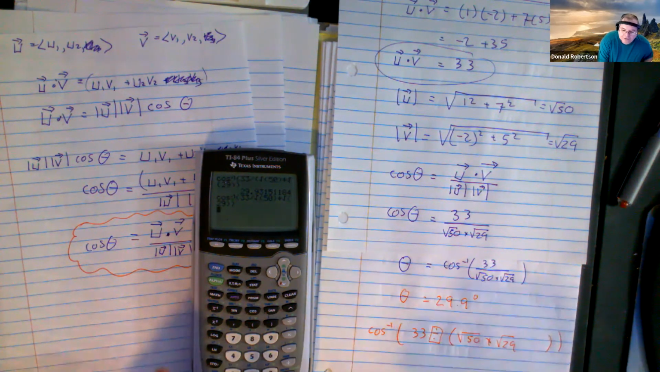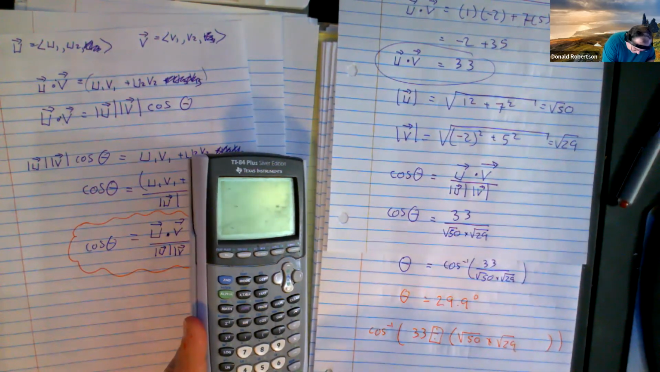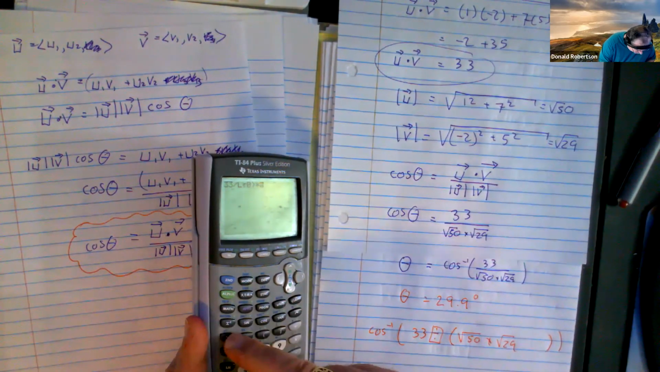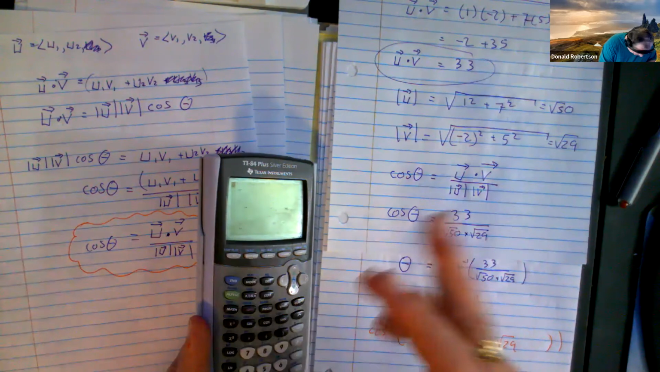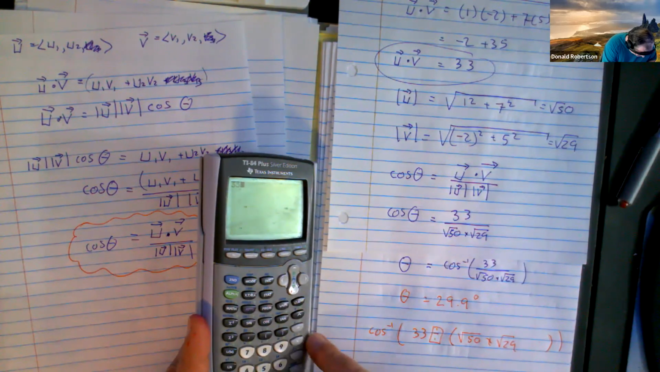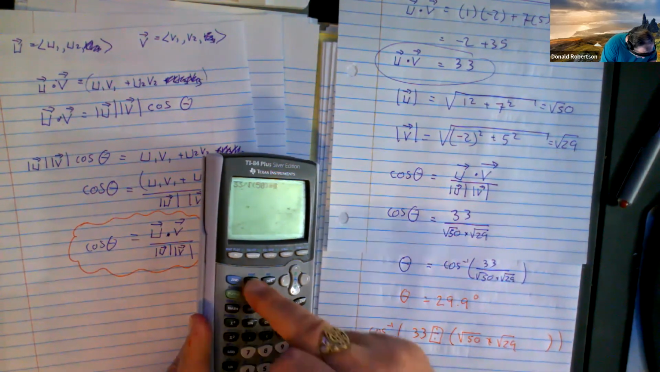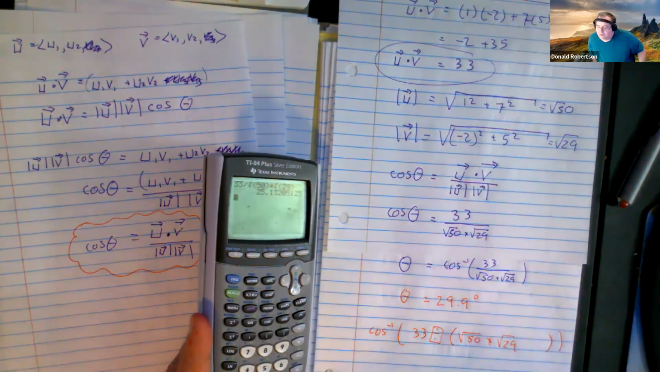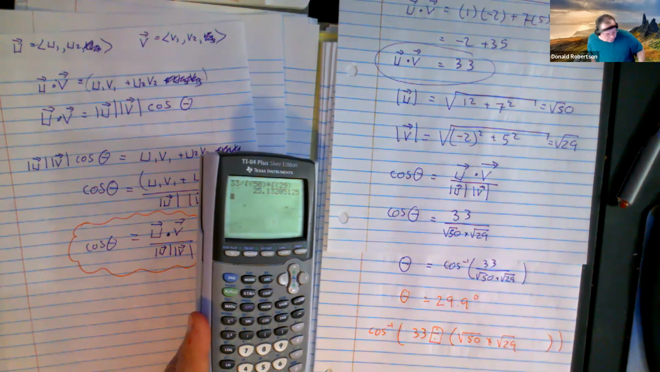I'll do this calculation at the top without brackets. So 33 divided by square root of 50 times square root of 29. That was a mistake because I hit the wrong buttons. So 33 divided by square root of 50 times square root 29. There we go. Do you see that answer is 25? Inverse cosine of 25 doesn't exist. There's no angle that has a cosine bigger than 1. And that's what's going to happen if you don't have the brackets.